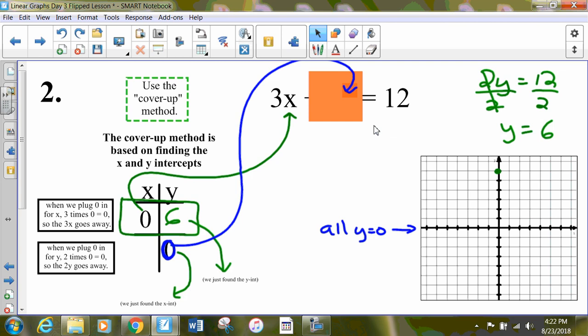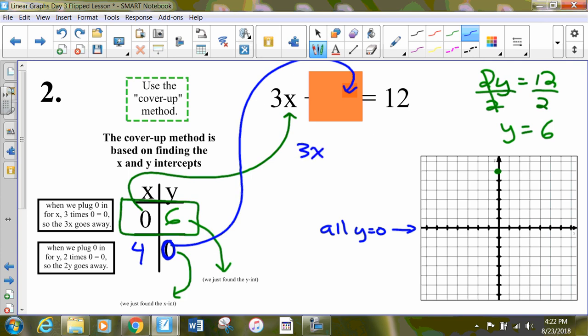You can do it in your head. 3 times what equals 12? 3 times 4 equals 12. Or you can work it out, right? 3x equals 12. Divide both sides by 3. x equals 4. And we're going to go plot this point, (4, 0). 1, 2, 3, 4. And there it is.